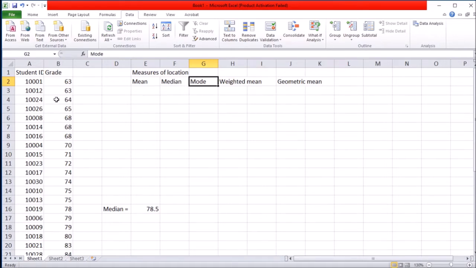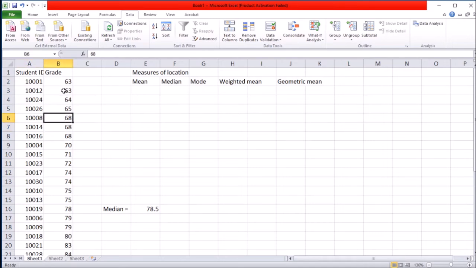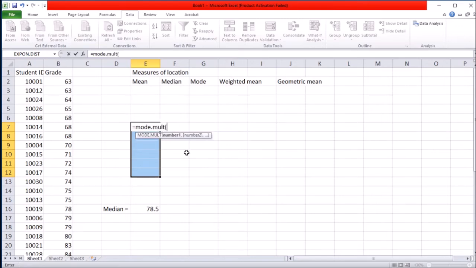Mode is simply the most common grade that appears. So one way to find mode is for you to construct a frequency table for these grades. We've looked at a frequency table in one of the previous classes, so you can quickly review that. Another way to find mode is to select several cells because we are not sure. Maybe there are several grades that appear equally frequently. Then just hit equals MODE.MULT for possibly multiple modes.